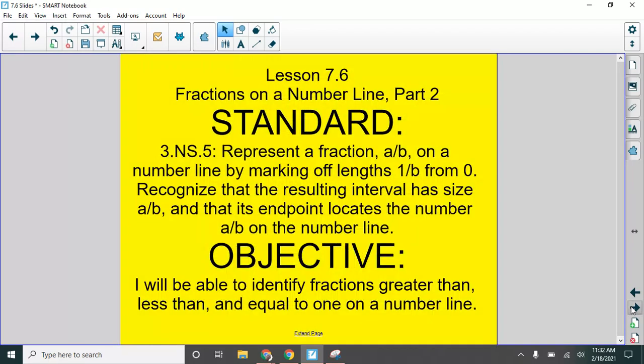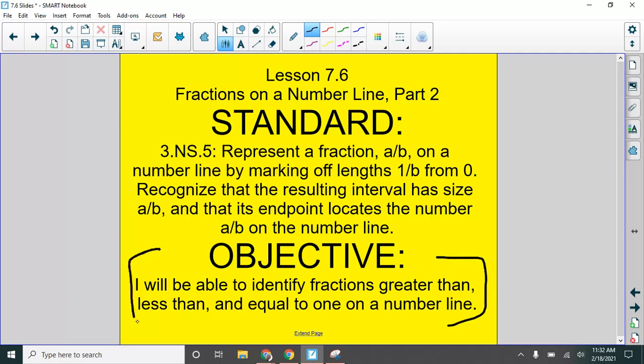We are going to be talking about, look at this objective down here. This says, I will be able to identify fractions greater than, less than, and equal to 1 on a number line. And actually, we're going to throw in some fractions that are worth more than 1, which is not quite our third grade skill, but you know what? Sometimes it's good to challenge ourselves and learn something that's a little more complex.